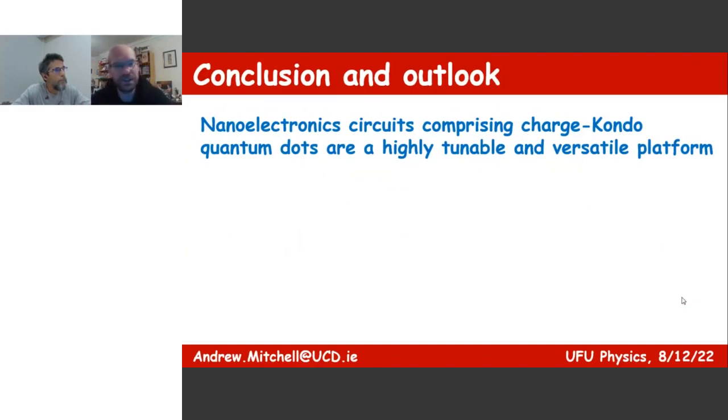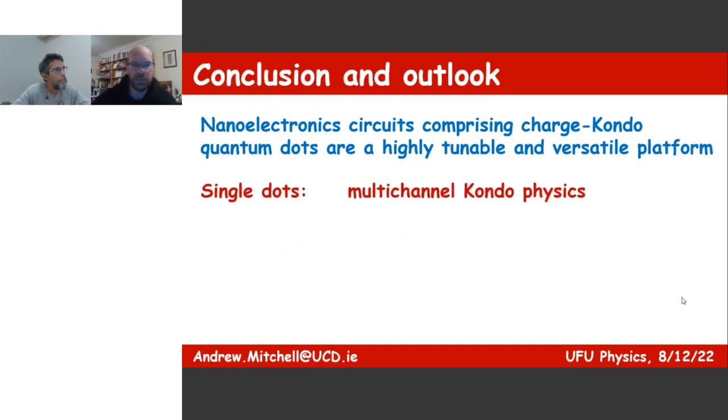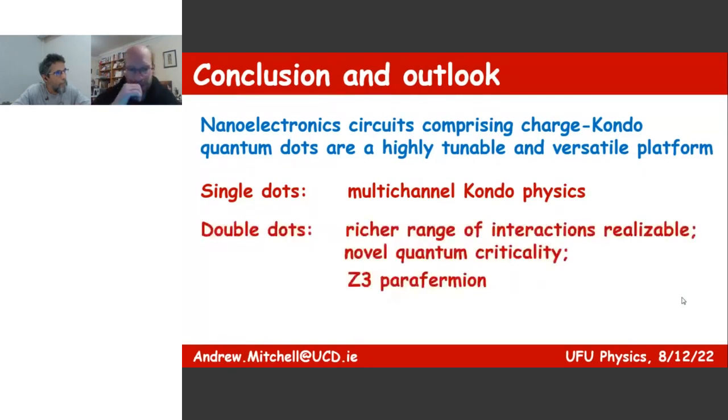They're highly tunable. They provide a versatile platform. In the single dot case, you get this beautiful multi-channel Kondo physics. We have exquisite experimental control over this and precise agreement with our theoretical calculations, which are fully under control. In double dots, we have a richer range of interactions. These allow us to realize novel quantum critical points that have never been observed before, both experimentally and theoretically, and indeed see this fractionalization to these Z3 parafermions in a real system that's already been realized in the lab.